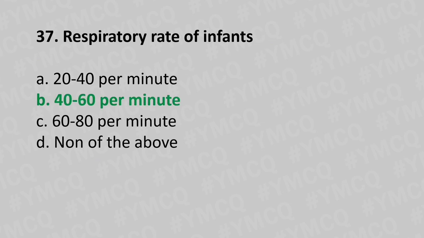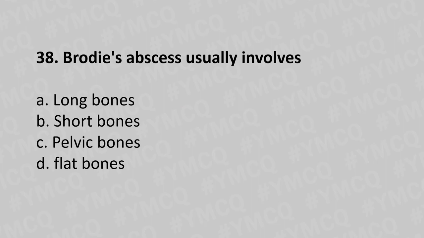38th question. Pott's abscess usually involves option A, long bones, option B, short bones, option C, pelvic bones, option D, flat bones. And the answer is option A, long bones. Moving to our 39th question.